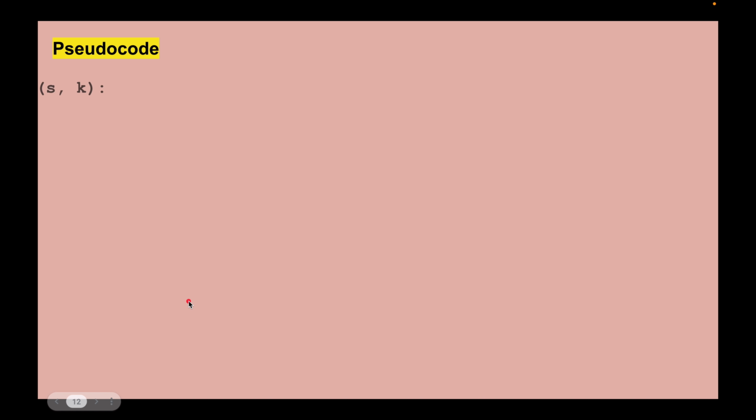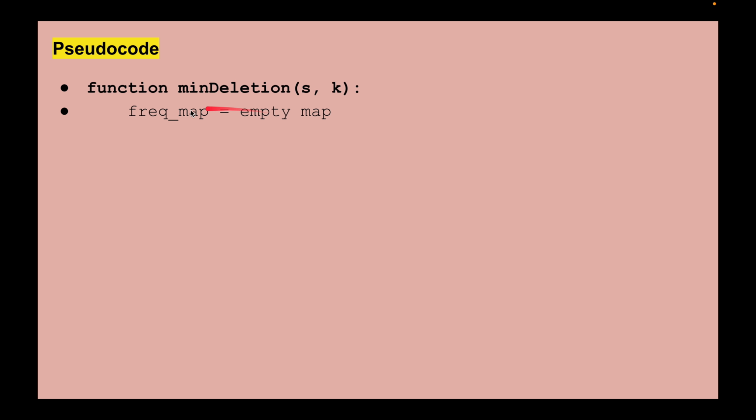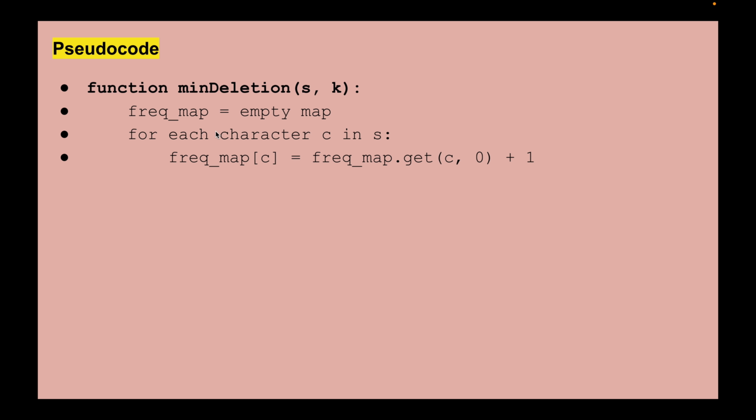Okay, so if we talk about the pseudocode, first we write the function where we take s and k as input, as already given in LeetCode. Then we initialize the frequency map. Then for each character in the string, we make a loop. We traverse the loop, and for each character we check the frequency: frequency map dot get character. If the character is not present, by default we set 0. Otherwise there will be some frequency, and we do +1. If the size of the frequency map is less than or equal to k, then we return 0.